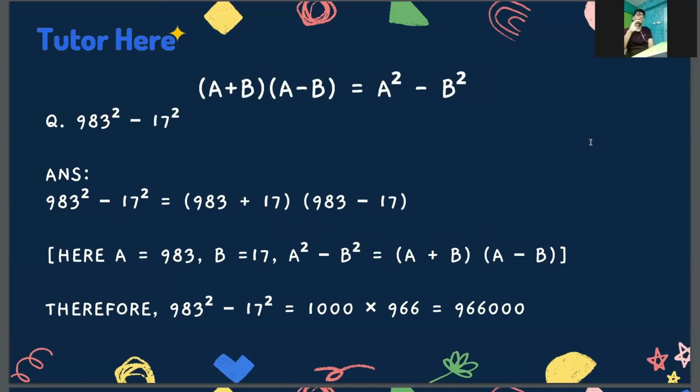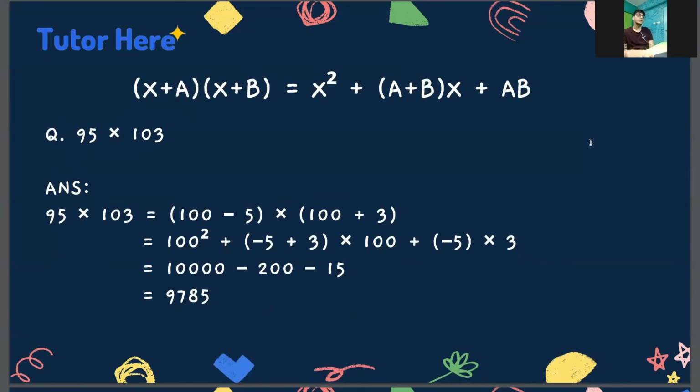A plus b, a minus b. Suppose we have 983 square minus 17 square. What we can do is, now a square minus b square is equal to a plus b and a minus b. We know that. Therefore, 983 plus 17 and 983 minus 17, which is 1000 into 966, which is 966000. Now, would you rather find the square and then subtract it, or isn't this the easier method? You think for yourself.